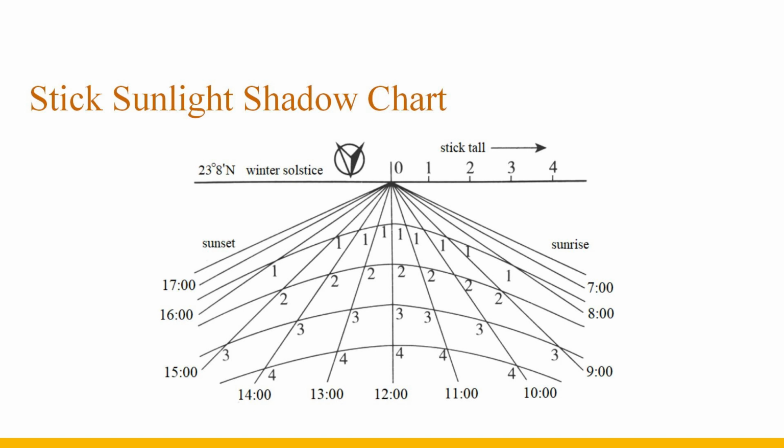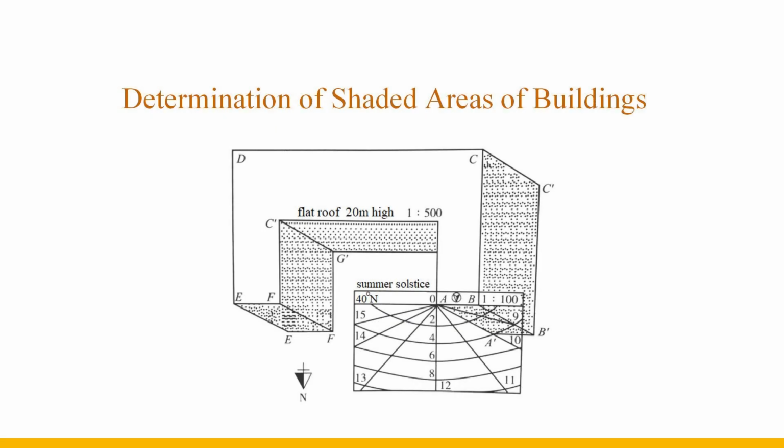Let's take a look at the application of a stick shadow chart. This is a flat roof building with a height of 20 meters, a concave plane, and an opening facing north in the area of 40 degrees north latitude. It is required to use the stick shadow chart to find the shadow area on the ground around 10 a.m. on the summer solstice.